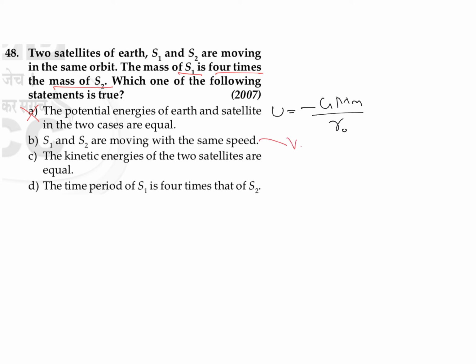And S1 and S2 are moving with equal speed. Yes, we can say that, because the orbital velocity is root of GM divided by r naught, which does not depend upon the mass of the satellite, so the orbital velocity will be the same.